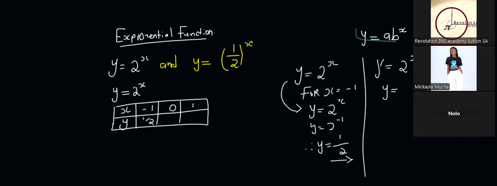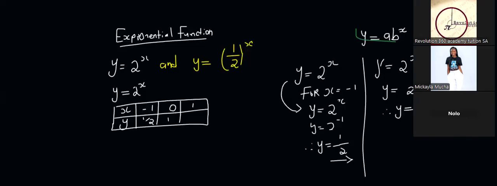When you're saying for x is equals to 0, it means to say where there is x, you're gonna put 0. So that will be 2 to the exponent of 0. And then you know that anything to the power of 0, the answer is 1. So here we're gonna write 1. And then you rewrite the equation again, which is y is equals to 2 to the exponent of x.